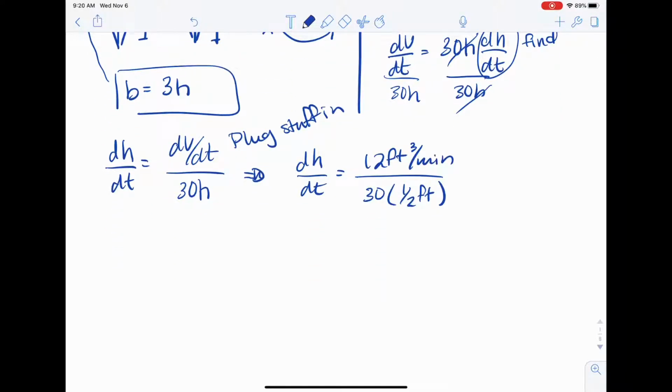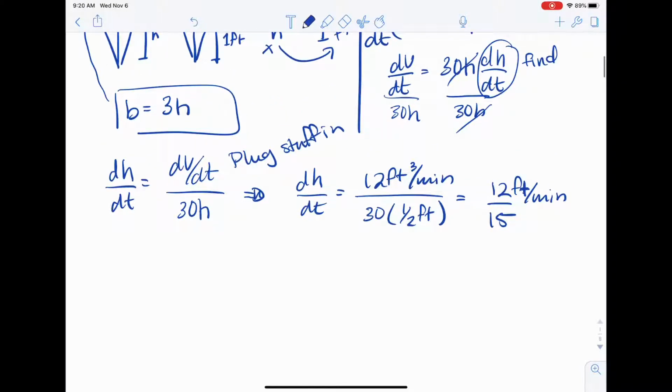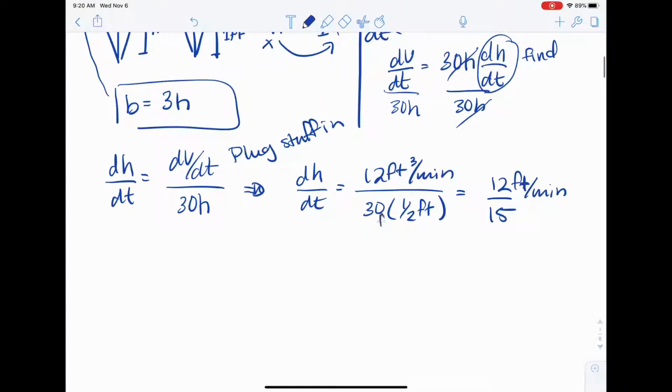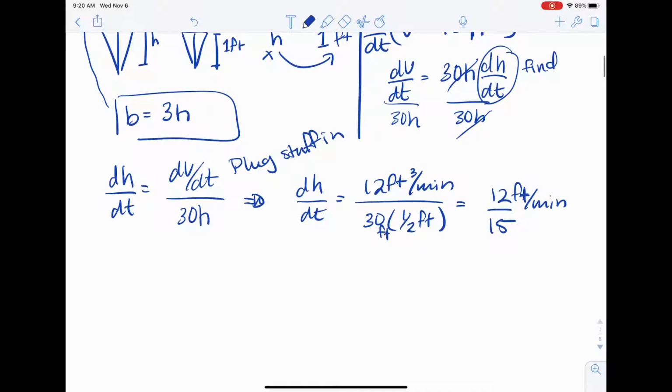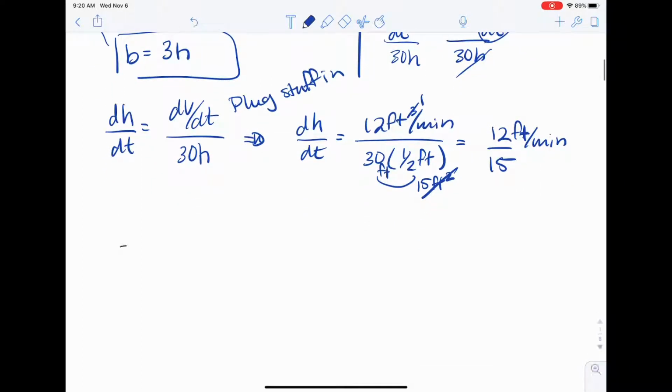Then we're just going to simplify even further. It gets you 12 feet per minute all over 15. The reason why it's feet per minute and not feet squared per minute is that this is basically just 30 feet. So if we did this together, that'd be 15 feet squared. Simplified it, that just left you with 1 feet on top. And if we simplify this down further, we get 4 feet per minute.